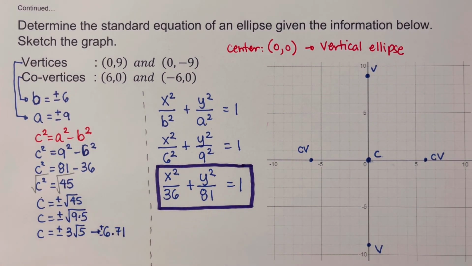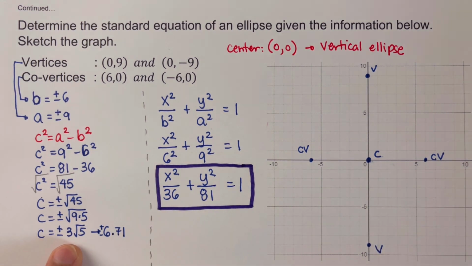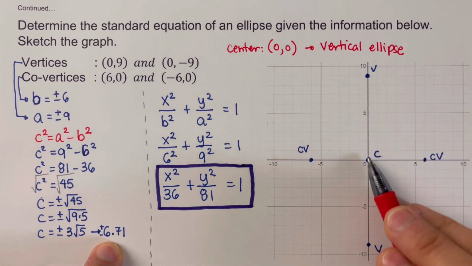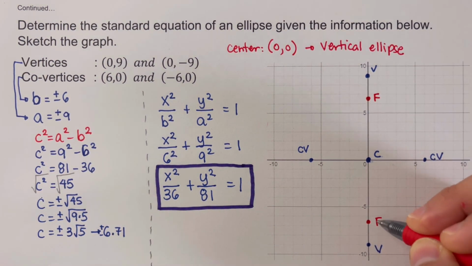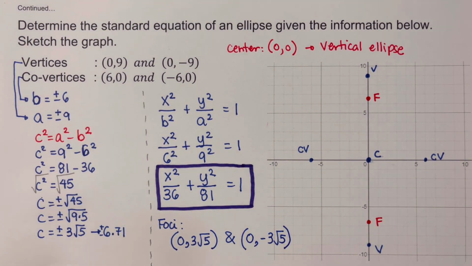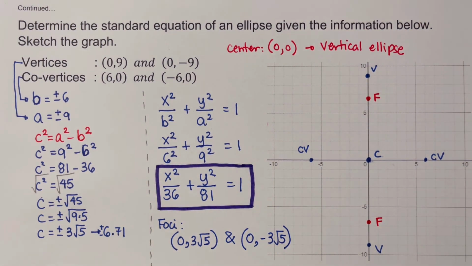Okay, so our focus again has a distance of C from the center. So in this case right here, we got a value of 3 square root of 5 is the value for C, or that is approximately 6.71. So then from here, we can go ahead and say that our focus is located 6.71 up from the center and 6.71 down from the center. So I'm going to go ahead and plot that up here. So these are the coordinates of the two foci that we got up here. And so we can go ahead and sketch the ellipse.